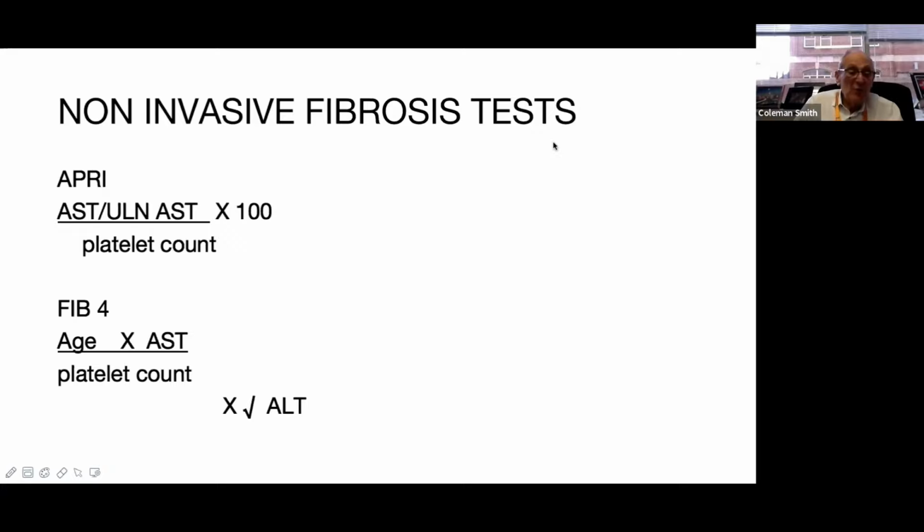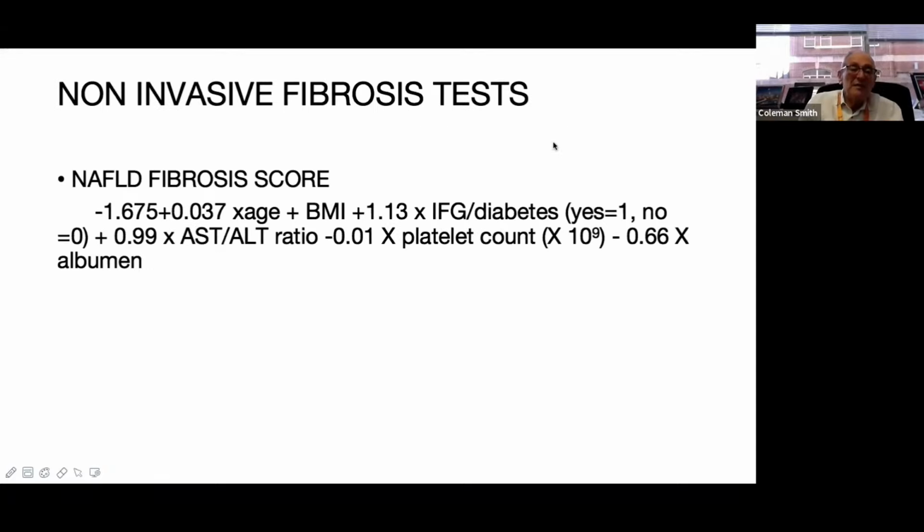There is the FIB4, which uses age, AST, platelet count, and ALT. A little bit more mathematical because it involves the square root of the ALT. And then the other one is the NAFLD fibrosis score, which is even more complex because it involves age, BMI, presence or absence of diabetes, AST, ALT, platelet count, albumin.